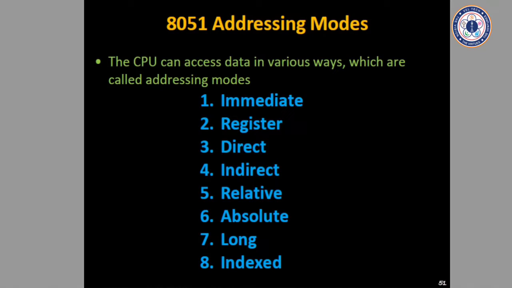First one is immediate addressing mode. Second one is register addressing mode. Third one is direct addressing mode. Fourth one, indirect addressing mode. Fifth one, absolute addressing mode. Sixth one, seventh one, long addressing mode, and eighth one, indexed addressing mode. So first we can see the immediate addressing mode.